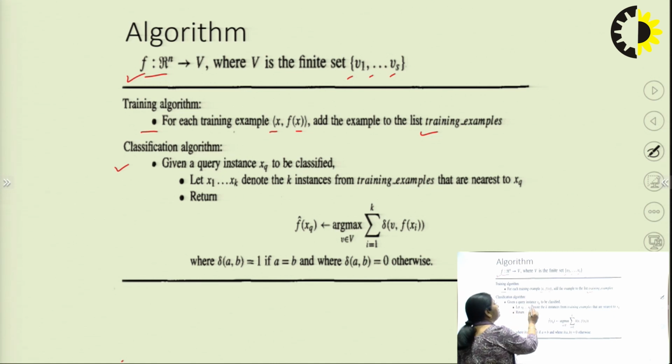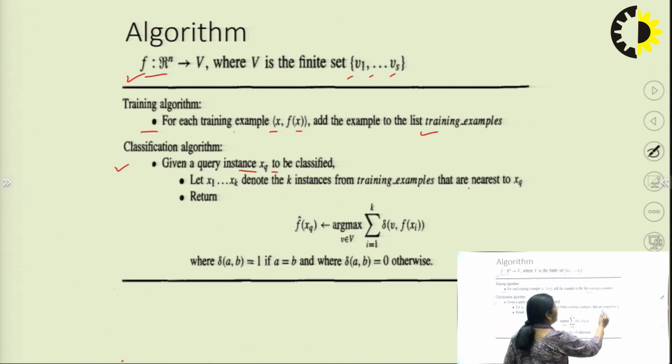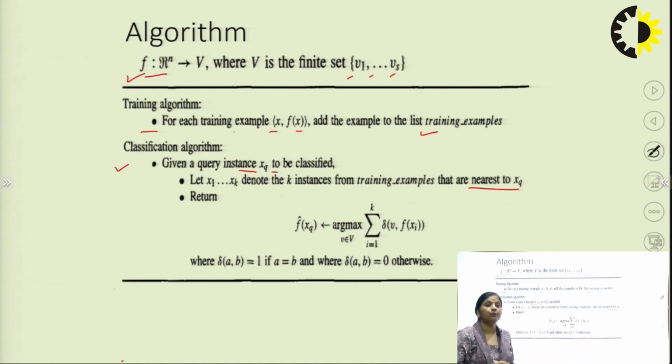Now, when the classification is done, that is our second part, the classification algorithm. We are given a query instance xq. Now the calculation will take place. Let x1, x2, ..., xk denote the k instances from training examples that are nearest to xq. What does it mean?